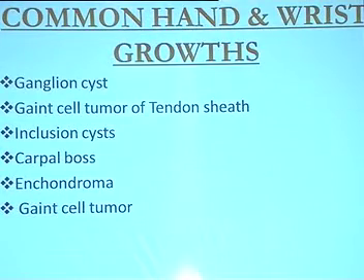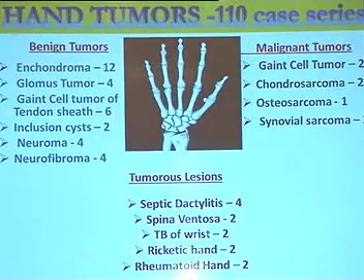The common hand tumors of the wrist are ganglia and cyst, giant cell tumor of tendon sheath, inclusion cyst, carpal bossing, enchondroma and giant cell tumor. The hand tumors are most of the time benign tumors, tumorous lesions and malignant tumors. In our series, there are giant cell tumor of 29 cases, chondrosarcoma 2 cases, osteosarcoma 1 case, synovial sarcoma 2 cases, glomus tumors, neuroma and neurofibroma, septic dactylitis, spina ventosa and tubercular wrist, rickets and so many. We have taken only a few cases for this study.